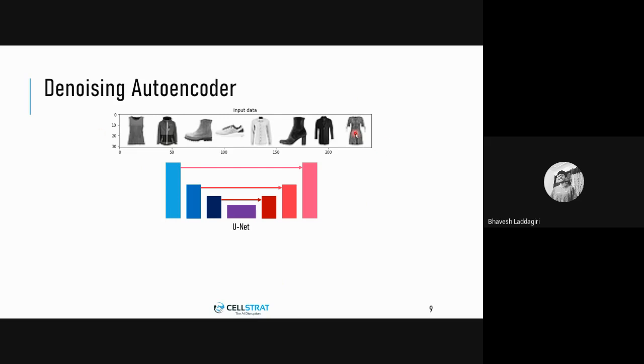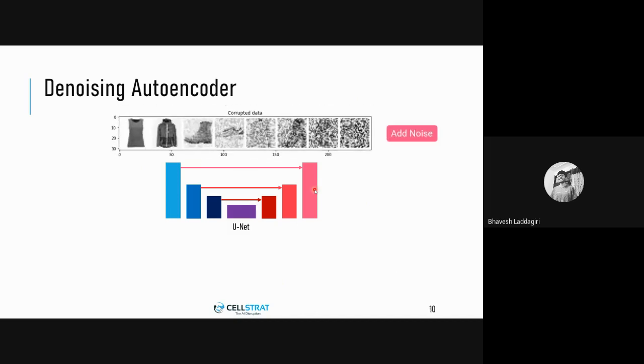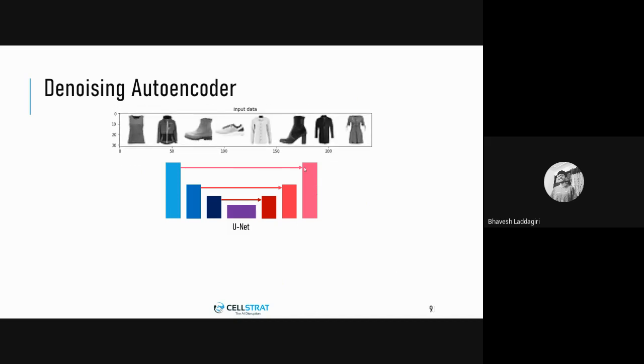So we take these images. These are 28 by 28 pixels, I think, in width and height. And what we are going to do is train a denoising autoencoder, right?